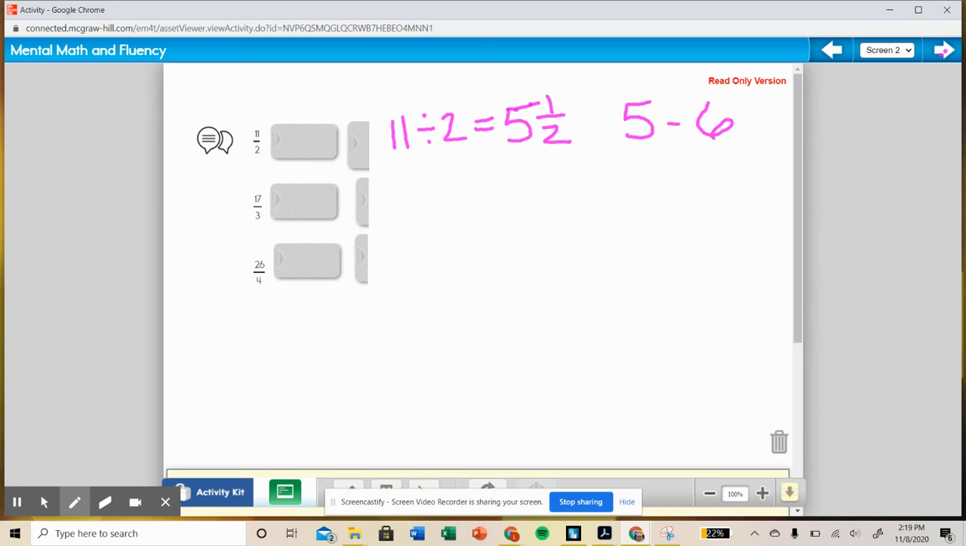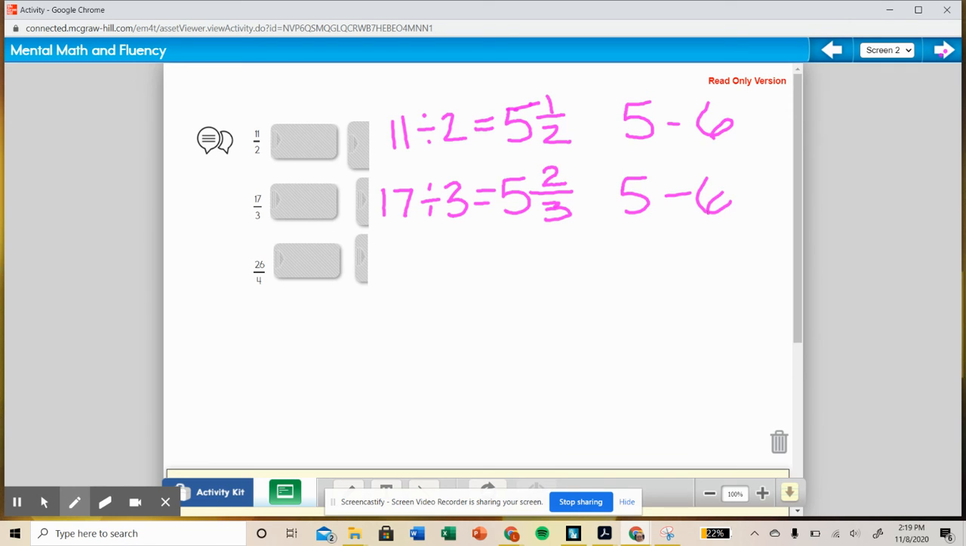If we take a look at the second one, we have 17/3. So again, if I think 17 divided by 3, I know that 3 times 5 is 15. So that's probably the closest that I'm going to get. So that means I have 2 left over. So that'll be 2/3 for my fraction. And that means the whole numbers will be between 5 and 6 once again.